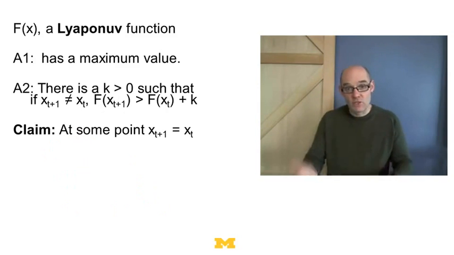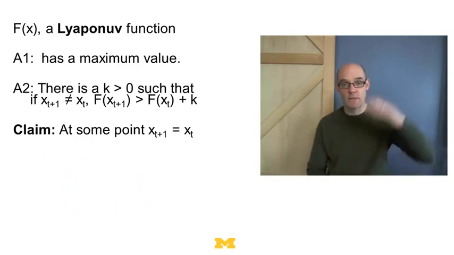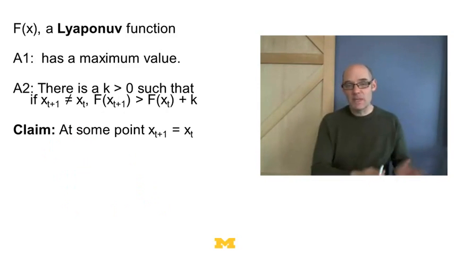So the structure that we had for Lyapunov functions, a maximum value that keeps going up, is fundamentally different from the structure we had for Markov processes. Both go to equilibria, but they go to different types of equilibria.